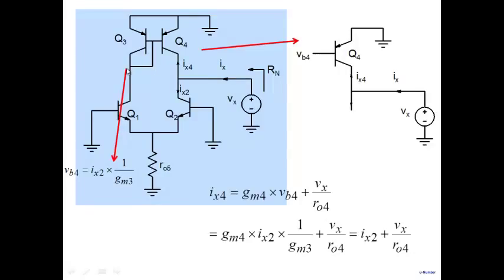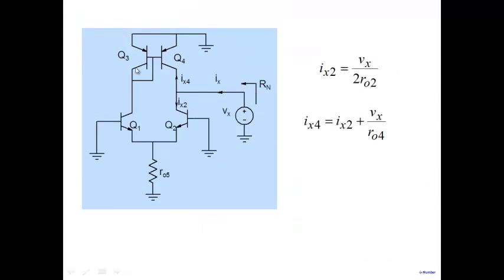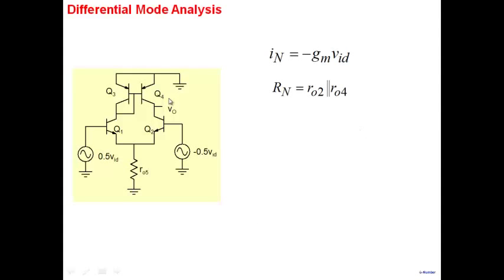the value at this particular node here is Ix2 by 1 by Gm3. And we have an expression for Ix2. Go back and see, Ix2, we have an expression here: Vx by 2R02. So you can determine the gain at that particular point. It's embedded in this derivation here. I'm not showing you explicitly.